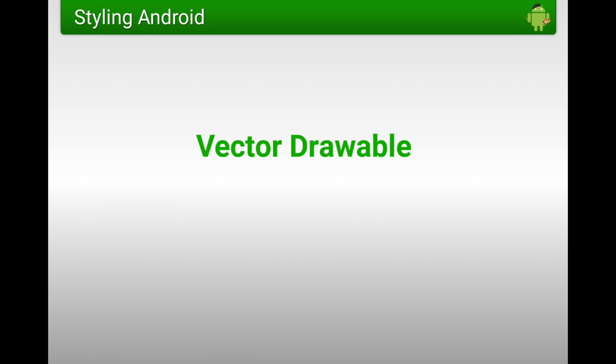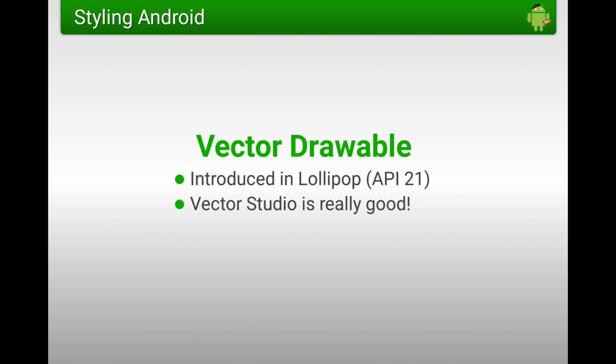And vectors have been around since API 21. And if my clicker works, there we go. And they're pretty damn good. I like vectors a lot. Vector Studio is part of Android Studio. It allows you to import vectors and do stuff with vectors. And when vectors were first launched, it wasn't great. There were third-party tools which were better for importing vectors and getting them into the vector format, but it has come along leaps and bounds. It is really, really good now.